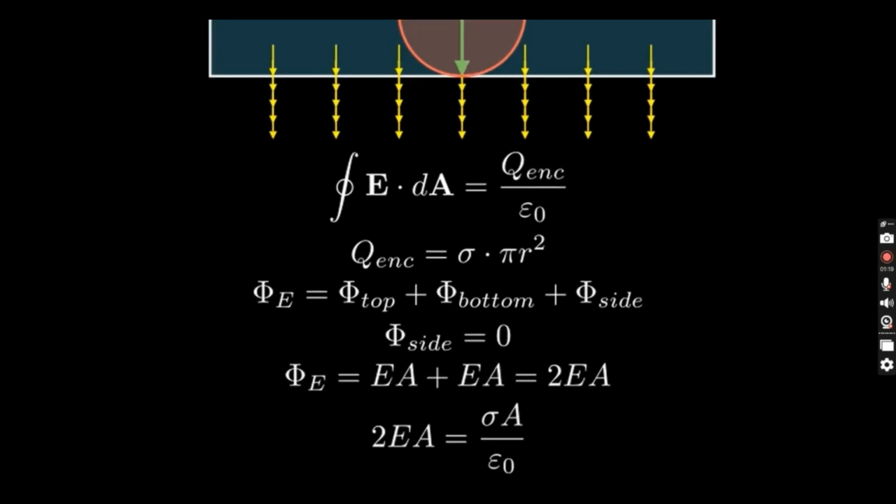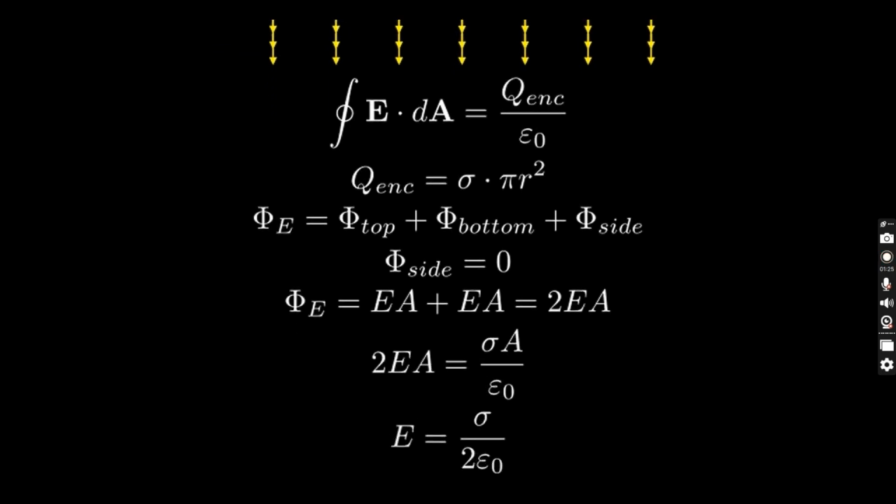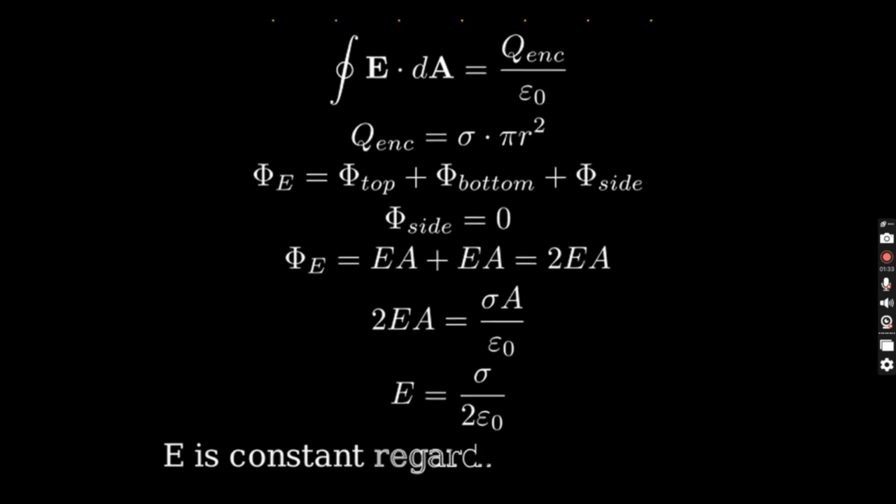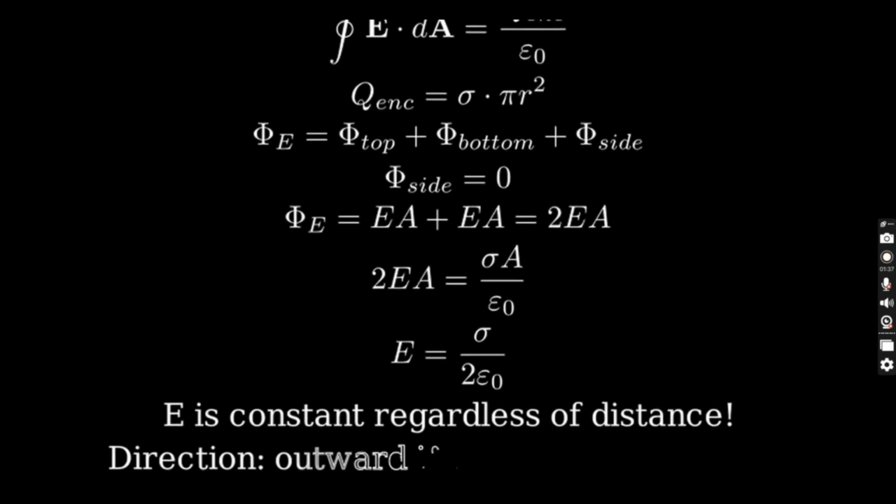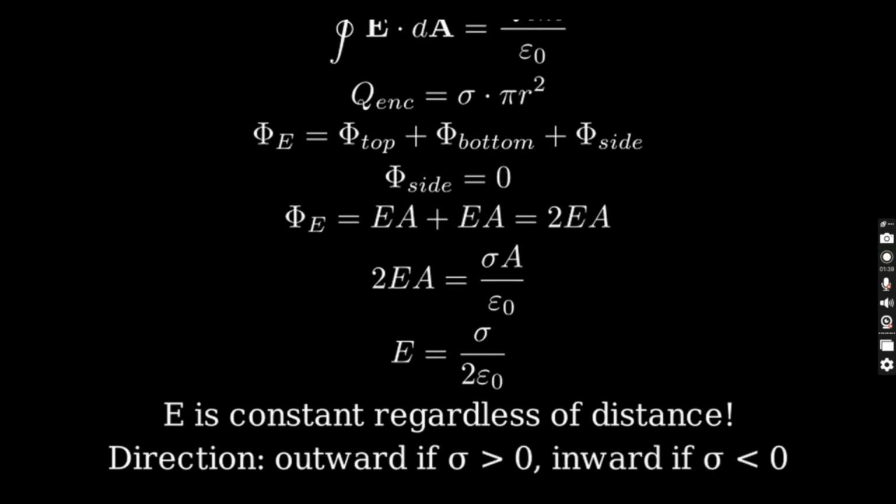Substituting these expressions into Gauss's law, 2EA equals sigma A over epsilon naught. Solving for E, we get our final result. The electric field equals sigma over 2 epsilon naught. This is a remarkable result. The electric field is constant and doesn't depend on the distance from the plane. The field points away from the plane if the charge is positive, and toward the plane if the charge is negative.